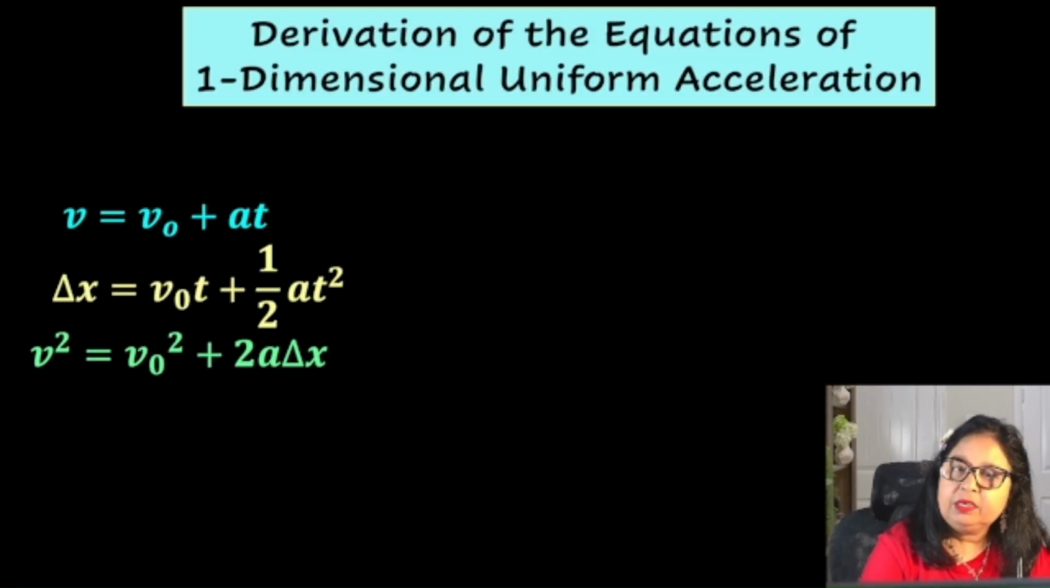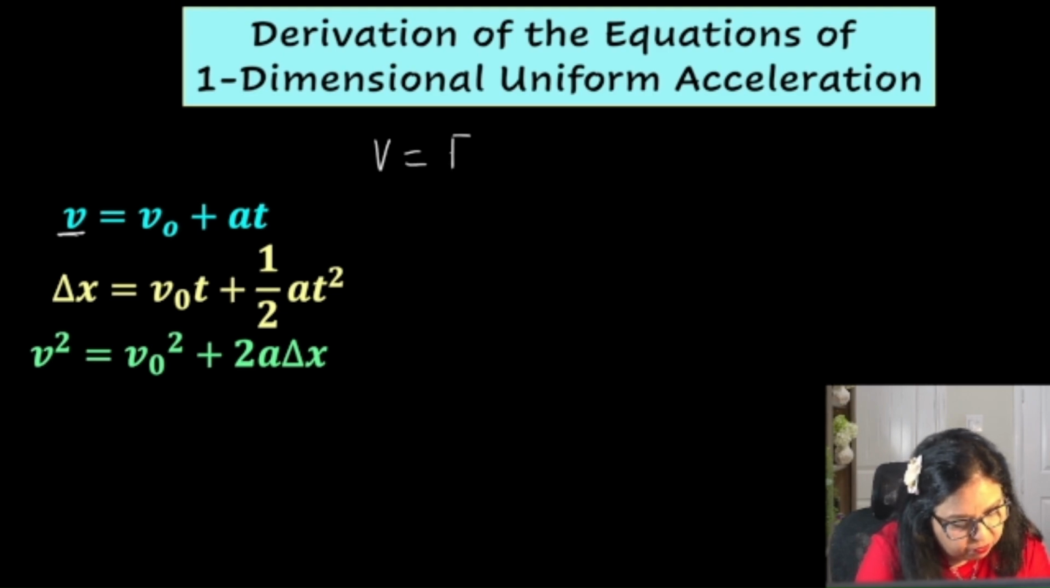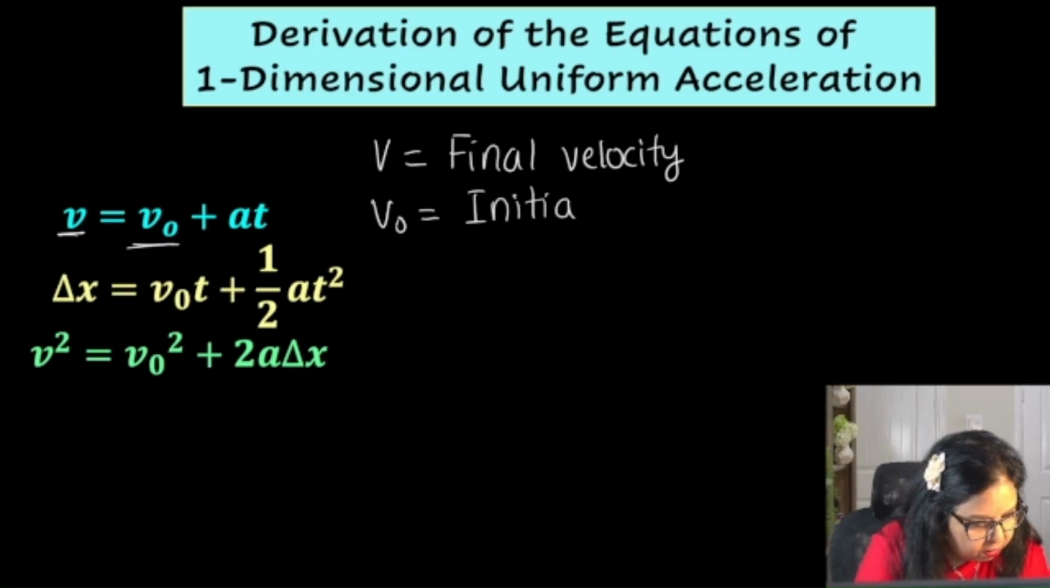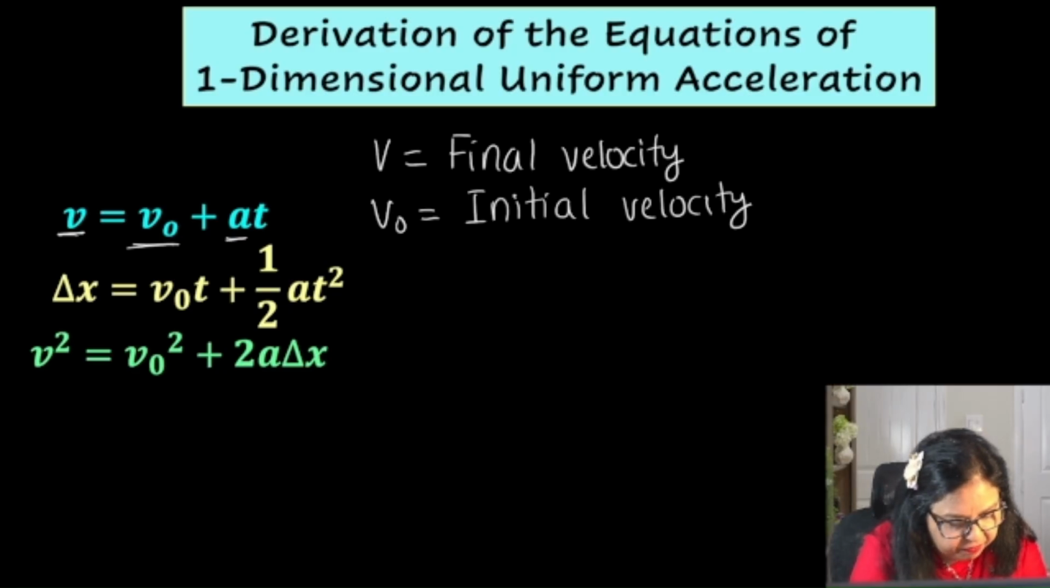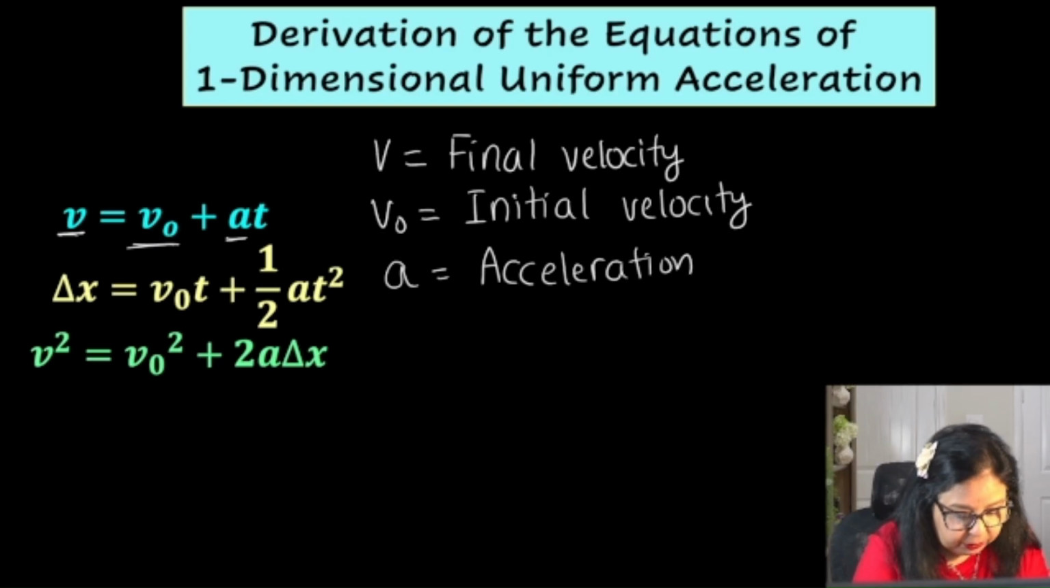Before we begin to derive these three equations, let's see how many different variables are involved. So we have this v over here. What is this v for? It is for final velocity. Very well. V naught. V naught is for what? Initial velocity. All right. Next we have a, which is acceleration. And in this case, it is going to be uniform acceleration.